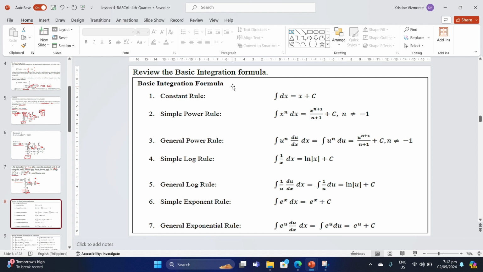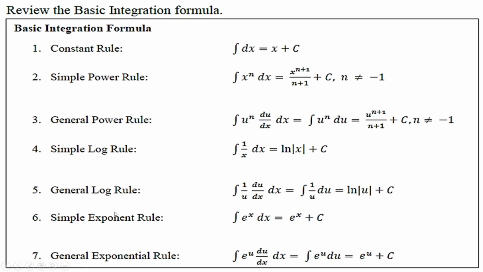Let's have the constant rule first. Okay, again, this is the formula. It is better for you to know the process. Okay? It is because if you just know the formula and you do not know the process, you will just be stuck in the formula. Constant rule: the definite integral of dx is equal to x plus c. This was already discussed in the first lesson, if I'm not mistaken.